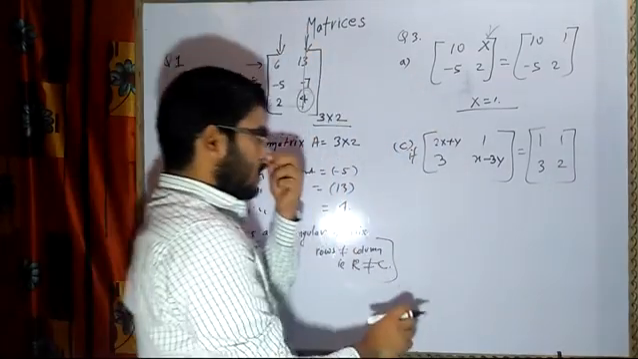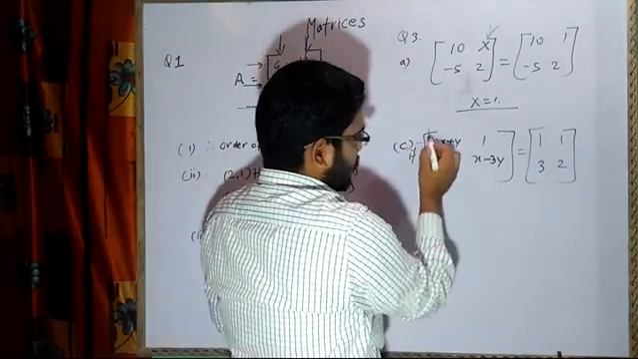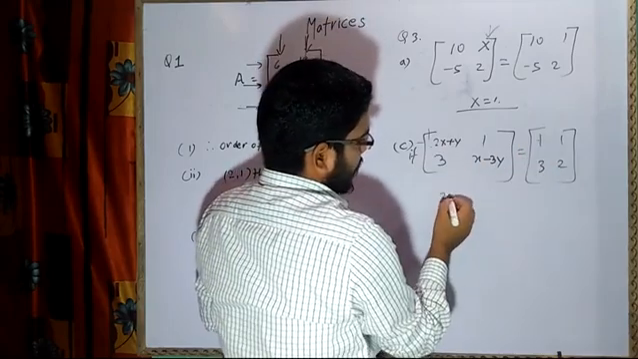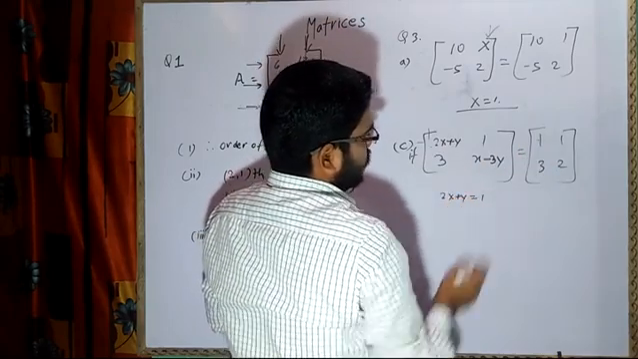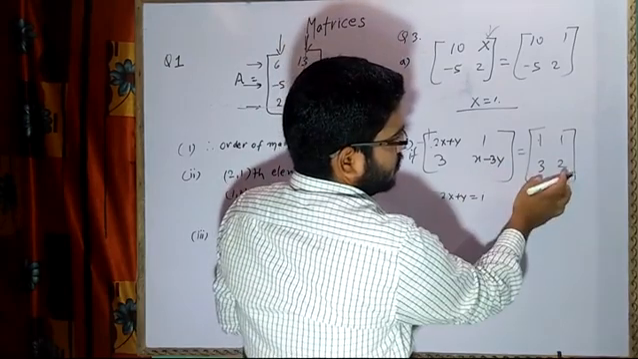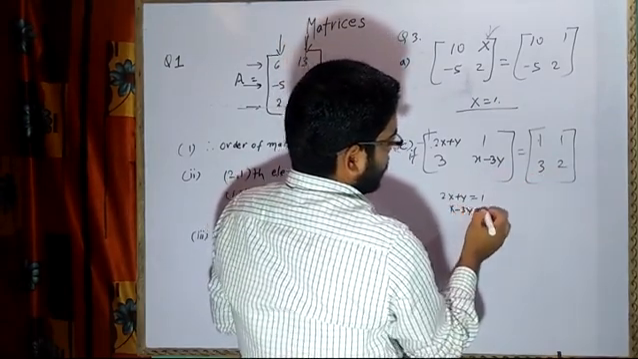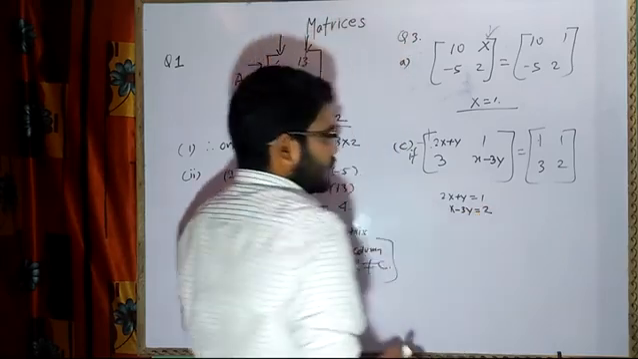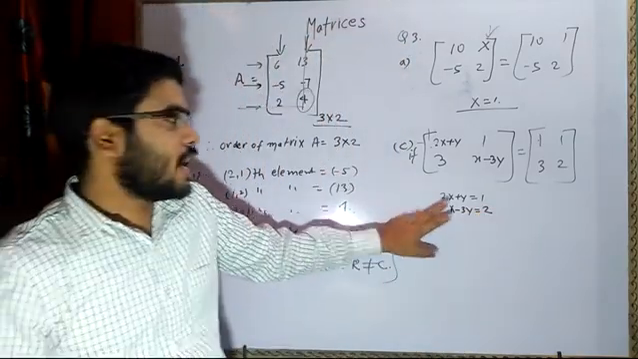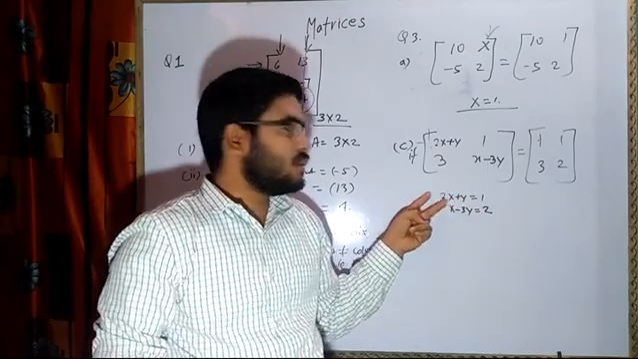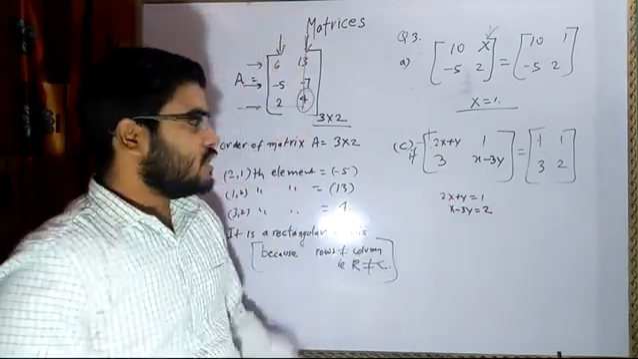Now we have to find the value of x and y. So first row first column we will compare, that means 2x plus y is equal to 1. Second row second column, that means x minus 3y is equal to 2. Now these two equations have two variables, they are linear, that means these two equations are simultaneous equations.